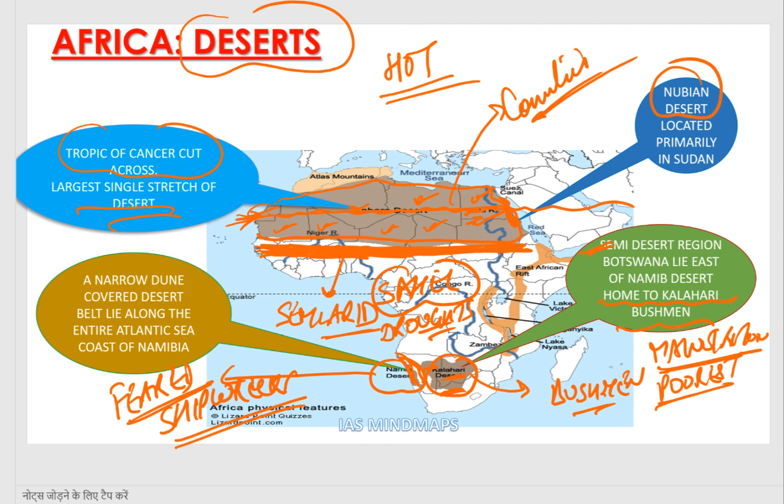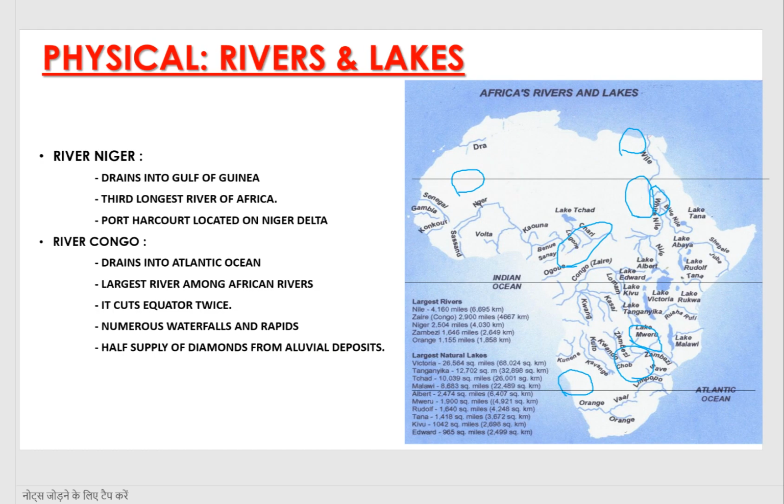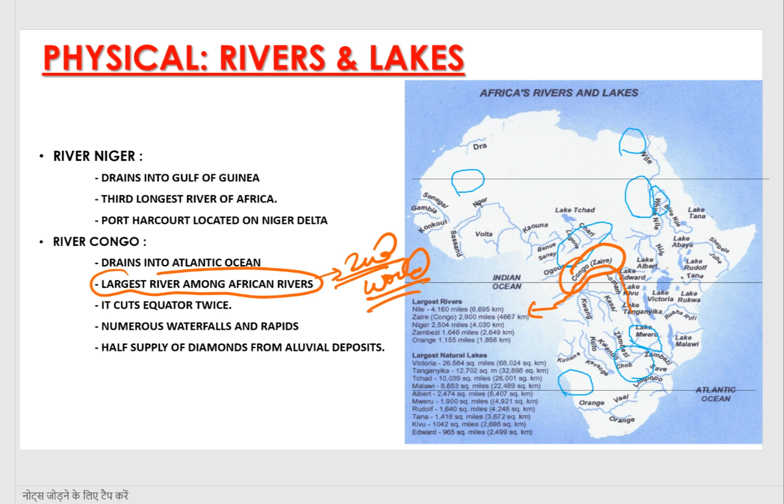Moving ahead, the famous rivers and lakes of Africa. So famous rivers, let's start firstly from the largest river of Africa and the second largest river of the world, the river Congo, also referred to as river Zaire. So river Congo lies exactly in the center of Africa and drains into the Atlantic Ocean. It is the largest river among African rivers and it is the second largest river in the world. And the word largest means the volume of water emptied in the sea per unit time. It is second largest in the world after river Amazon. River Amazon is the largest river of the world.